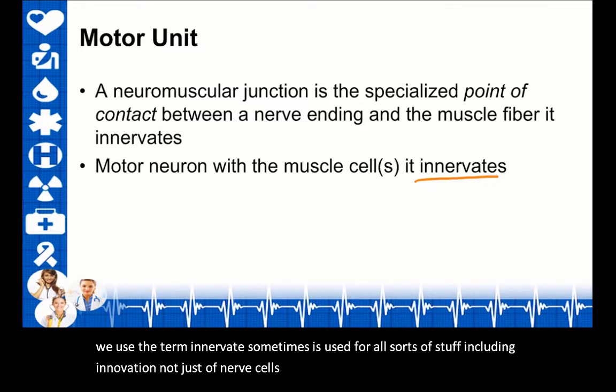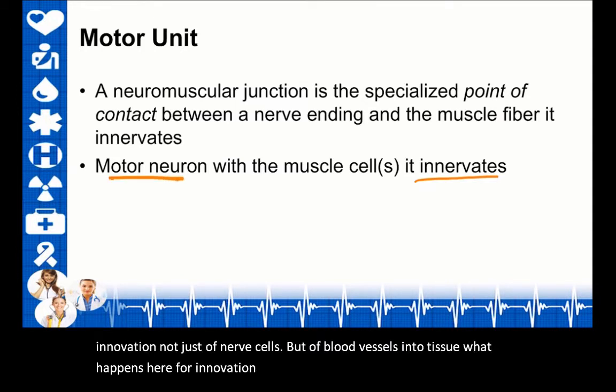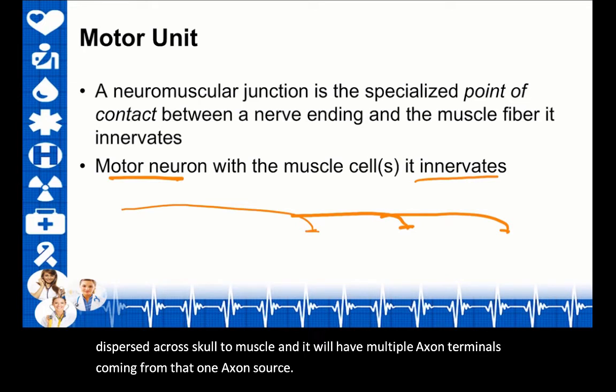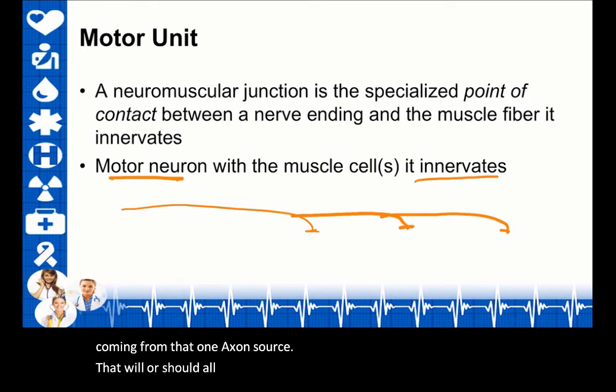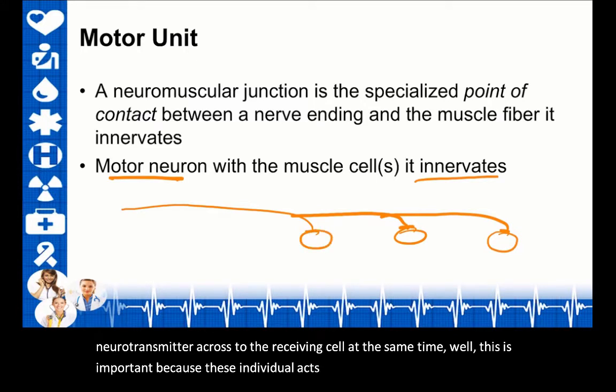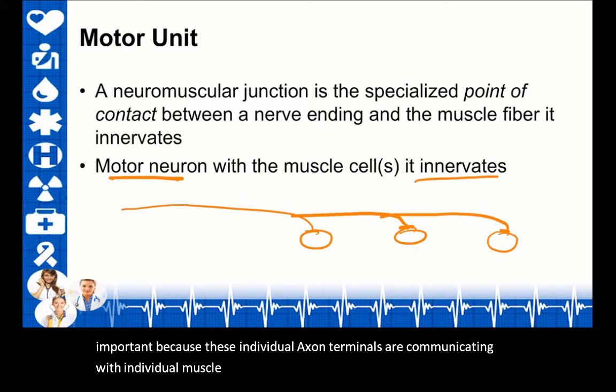Innervate sometimes is used for all sorts of stuff, including innervation not just of nerve cells, but of blood vessels into tissue. What happens here for our innervation is our motor neuron, its axon, is going to be dispersed across skeletal muscle, and it will have multiple axon terminals coming from that one axon source that will or should all depolarize at the same time and send a neurotransmitter across to the receiving cell at the same time. Well, this is important because these individual axon terminals are communicating with individual muscle fibers, and all of them essentially need to contract at the same time to produce movement.